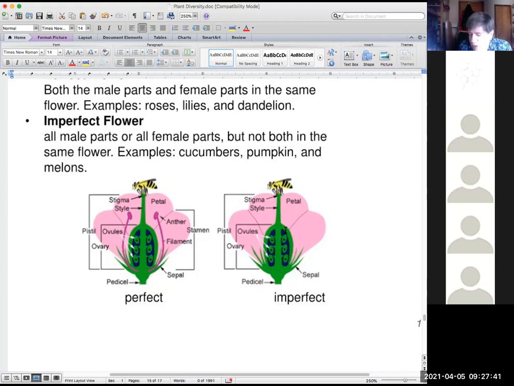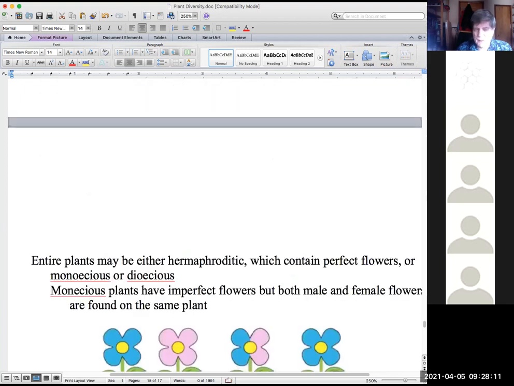Now, plants that make imperfect flowers do make two different types. They make male flowers and they make female flowers. So if you have a plant that makes imperfect flowers, you might be fine, but you might actually have to have two types of plants if you're trying to get fruit from them. So cucumbers and pumpkins and most types of melons have imperfect flowers.